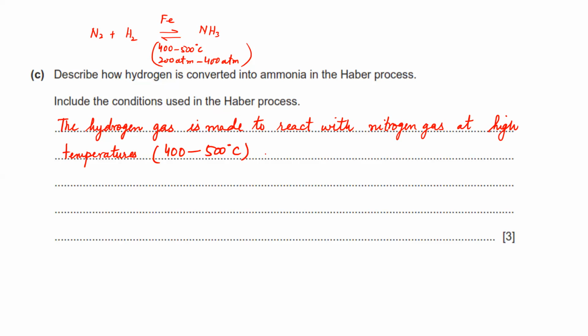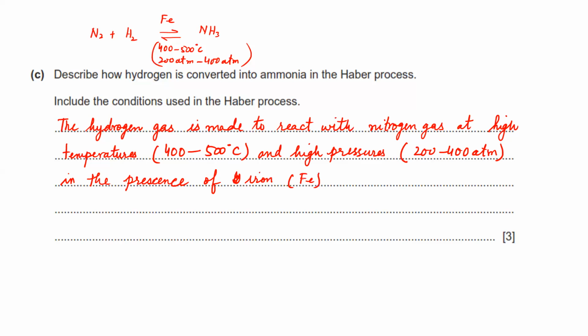At high temperatures and high pressures. Again, in pressure, write 200 to 400 atm, in the presence of iron, Fe, catalyst. Okay, so this is a good answer. So you have mentioned all the three conditions, and this is a 3-point question. So we are good with such an answer.